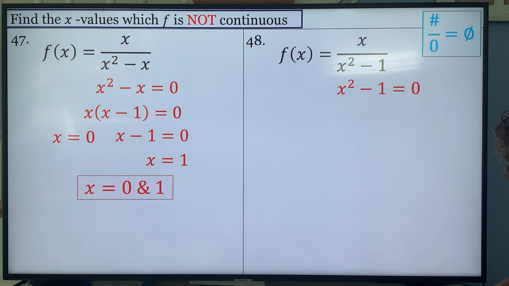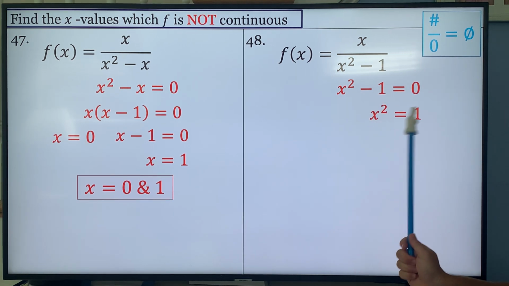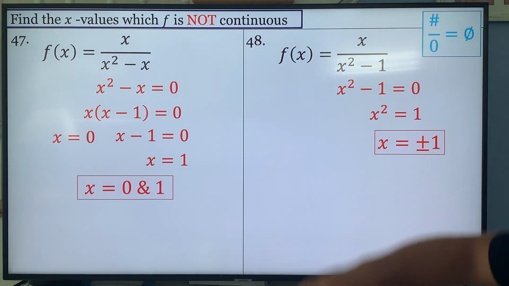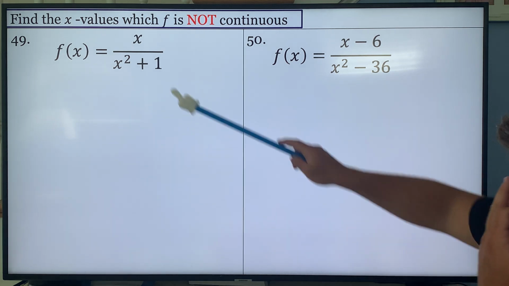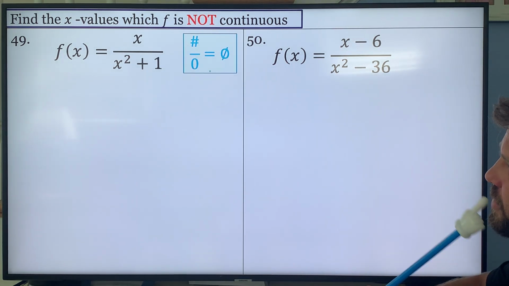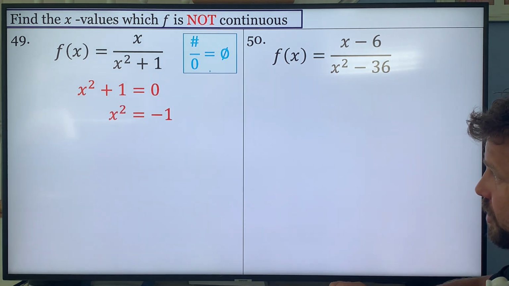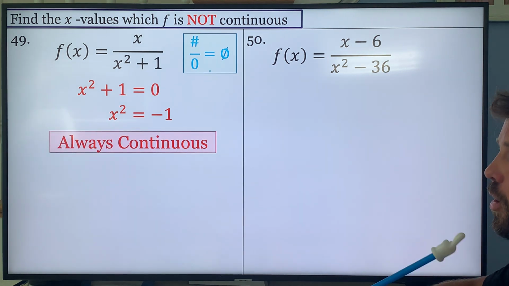Can I factor that? X plus 1, x minus 1, right? Or I could just say, add a 1 to both sides, x squared equals 1, x equals plus or minus 1. Factored either way. All right, 49, 50. When is f not continuous? I could trim this down and use less paper probably, but everyone always complains I don't give enough space. When a number divided by 0 is undefined, so when x squared plus 1 equals 0, x squared equals negative 1. When does x squared ever equal negative 1? Never. Always continuous.